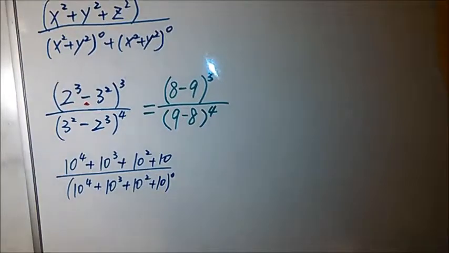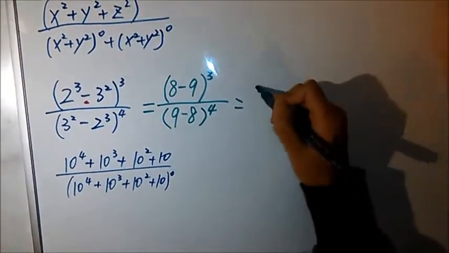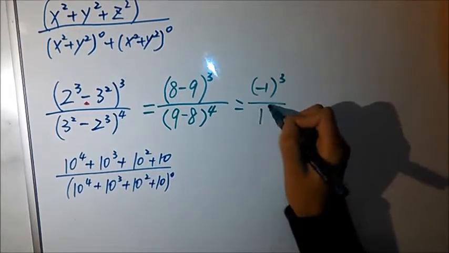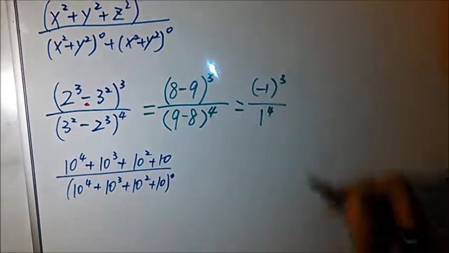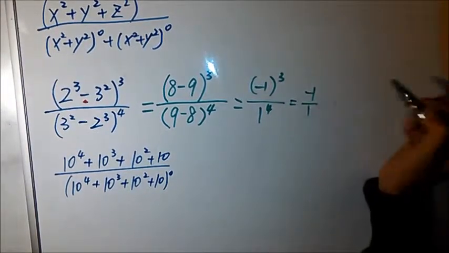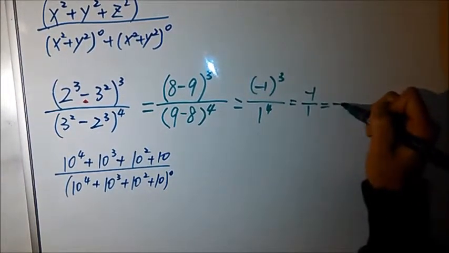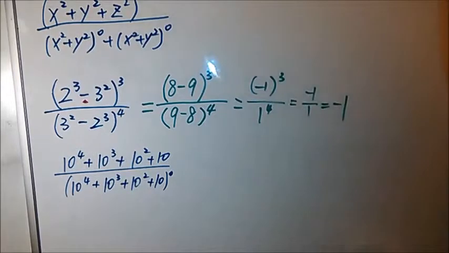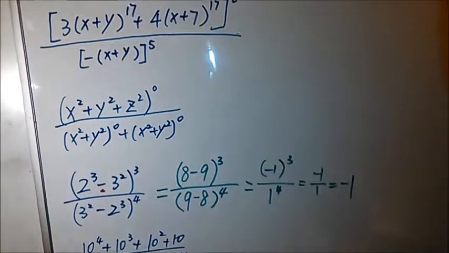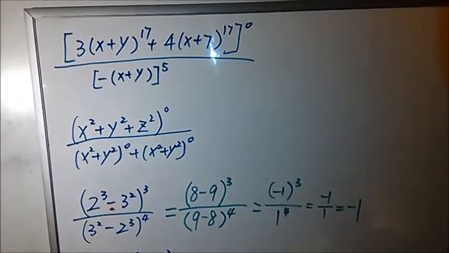Okay. So 8 minus 9 is going to be negative 1 cubed. 9 minus 8 is 1 to the fourth power. Okay. Negative 1 times negative 1 times negative 1 is negative 1 over 1. Negative 1 divided by 1 is equal to negative 1. Good. Let's go to the second one.